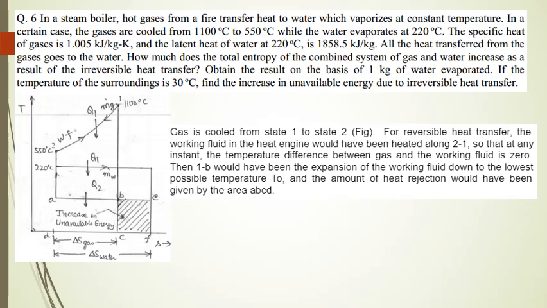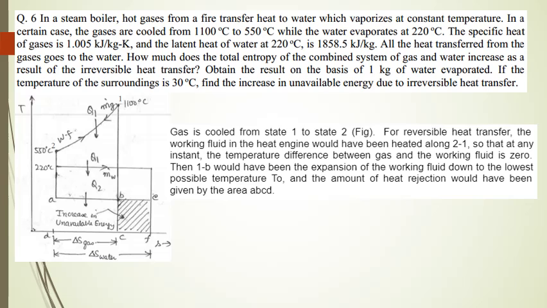In a steam boiler, the hot gases from a fire transfer heat to water, which vaporizes at constant temperature. In certain cases, the gases are cooled from 1100 degrees Celsius to 550 degrees Celsius, while the water evaporates at 220 degrees Celsius. The specific heat of the gases is 1.005 kilojoule per kg per Kelvin, and the latent heat of water at 220 degrees Celsius is 1858.5 kilojoule per kg. All the heat transferred from the gases goes to water.